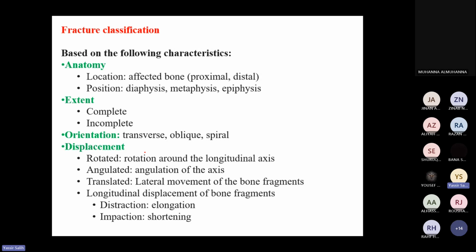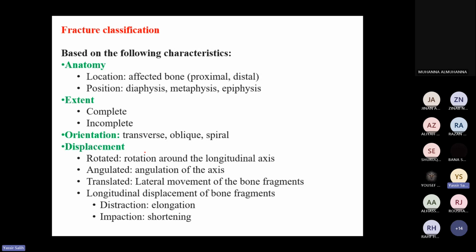Orientation of the fracture: is it transverse, oblique or spiral? The transverse fracture line runs transversely. Oblique has angulation. Spiral is helical, as if there was a rotation after the fracture, helical in shape.